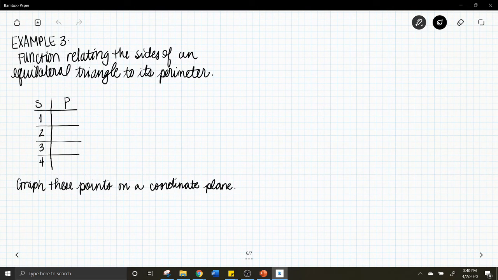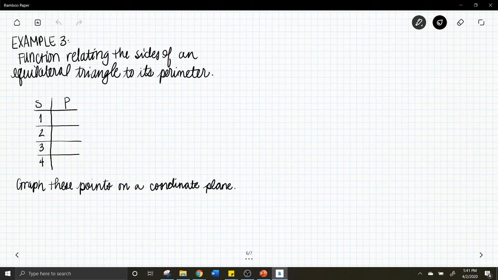So this is what your book says. It says, the perimeter of an equilateral triangle is a function of the length of its sides. Make a table for this function using side lengths 1, 2, 3, and 4. Then graph the ordered pairs on a coordinate plane. Extend a ray through the points to represent the function for all equilateral triangles. So the first thing you want to do is make a table.